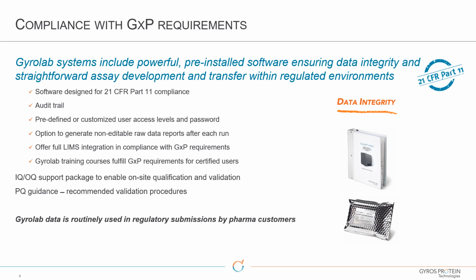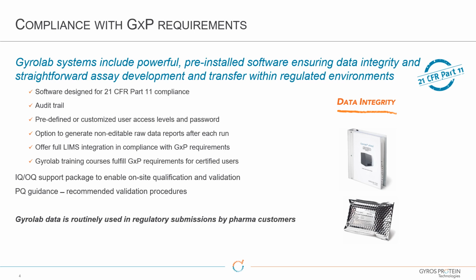So the important thing is all software packages are CFR 21 Part 11 compliant, which ensures that the electronic records that are generated are safe and secure. We have an audit trail, so you know exactly which user has done what in the software, and obviously we have predefined software user access. So for example, an administrator role that administers user accounts, users, and also method developers. And importantly, we have the option to generate uneditable raw data and reports for each run.